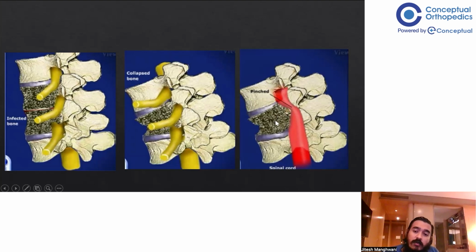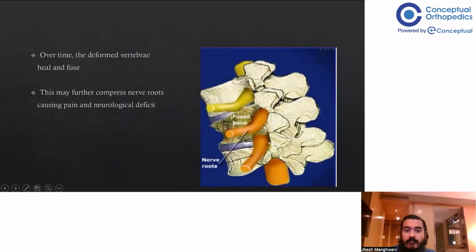These pathological bony fragments have a compression on the spinal cord, which is causing the pinching of the spinal cord, and that is when these patients develop the deficit. So it starts with the paradiscal involvement, the bones get infected, the bones get collapsed, which finally causes retropulsion and the compression of the spinal cord.